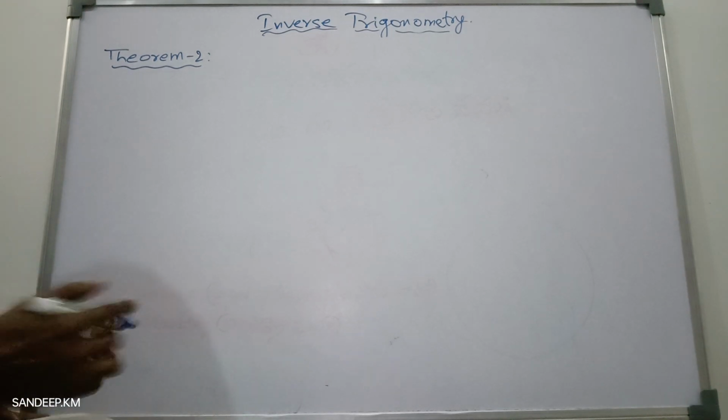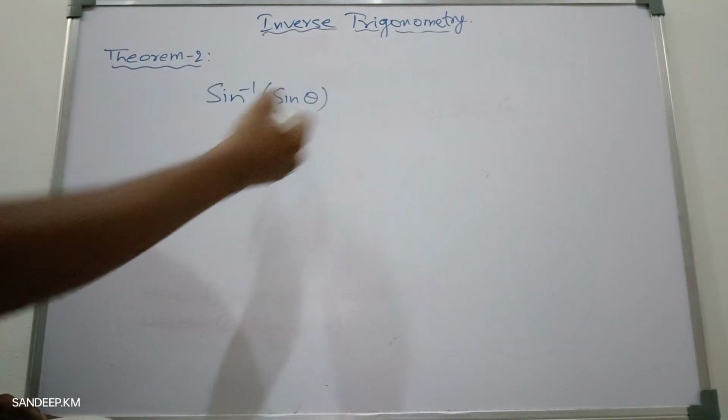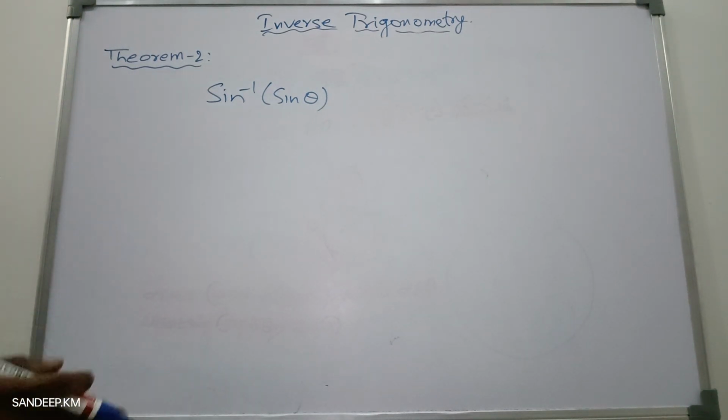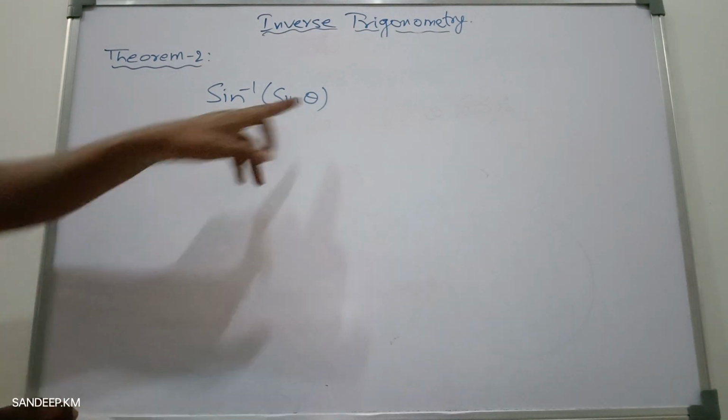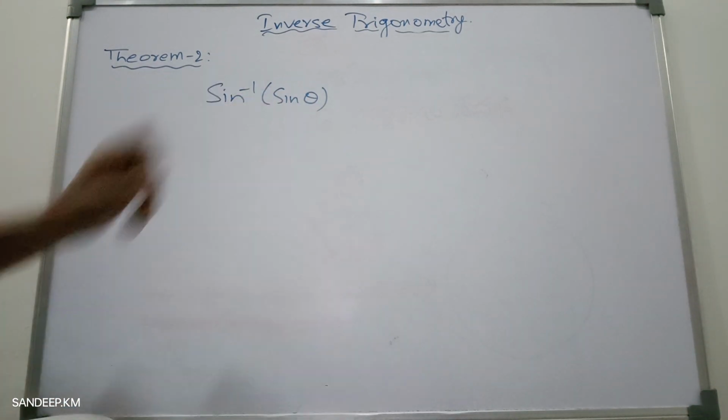So what is it? Sine inverse of sine theta. Please observe one thing. Theta means we generally consider it as angles. X means we generally consider it as numbers. Of course, angles are also real numbers only, but keep this in mind. Theta means angle, x means number. Okay, now. So sine inverse of sine theta.